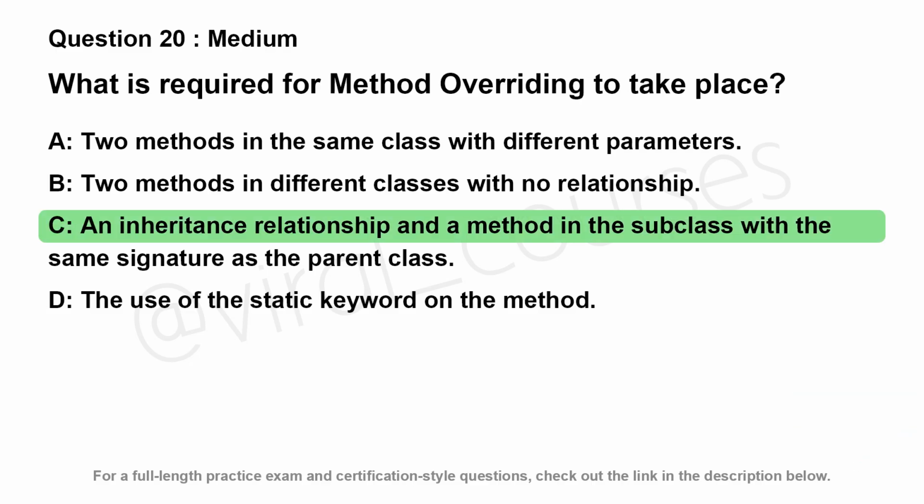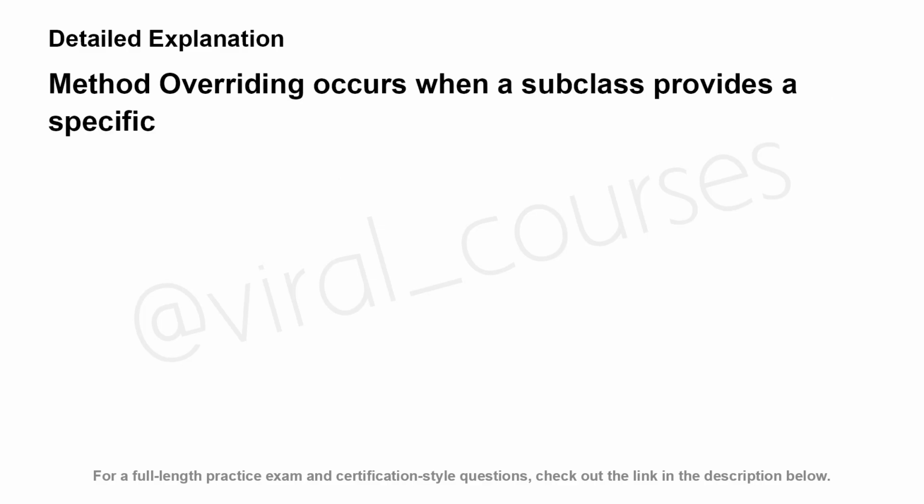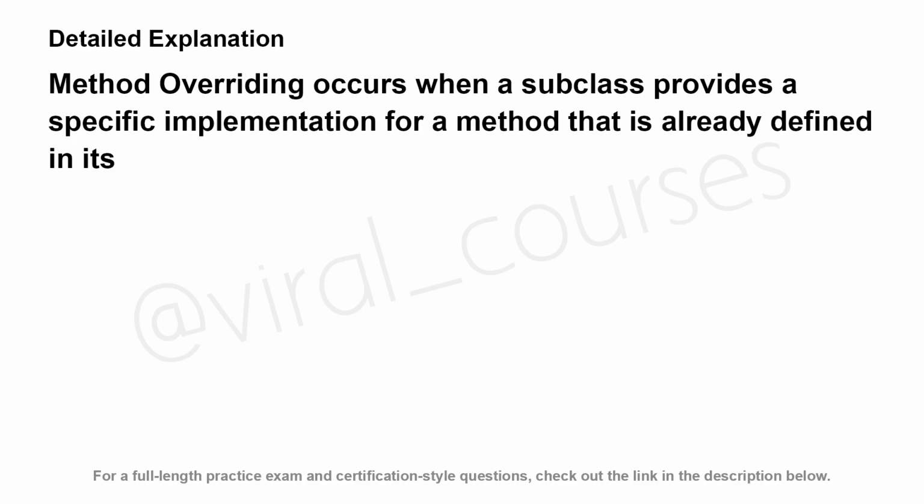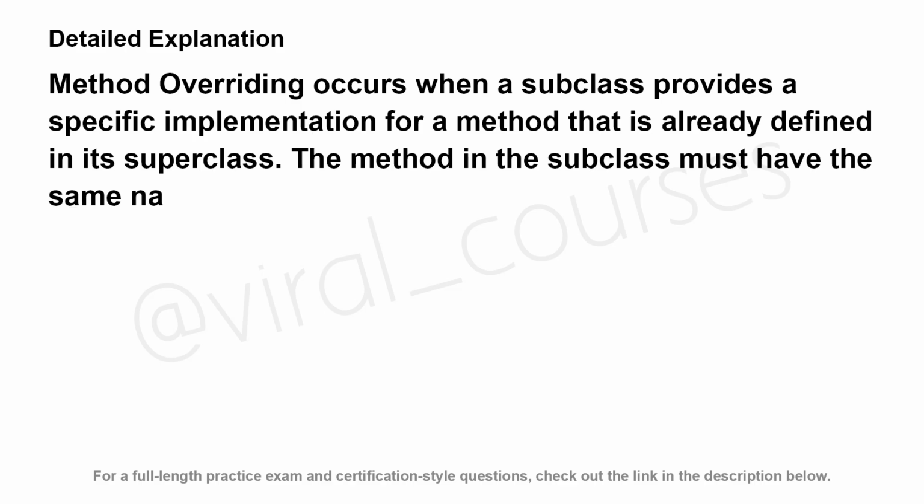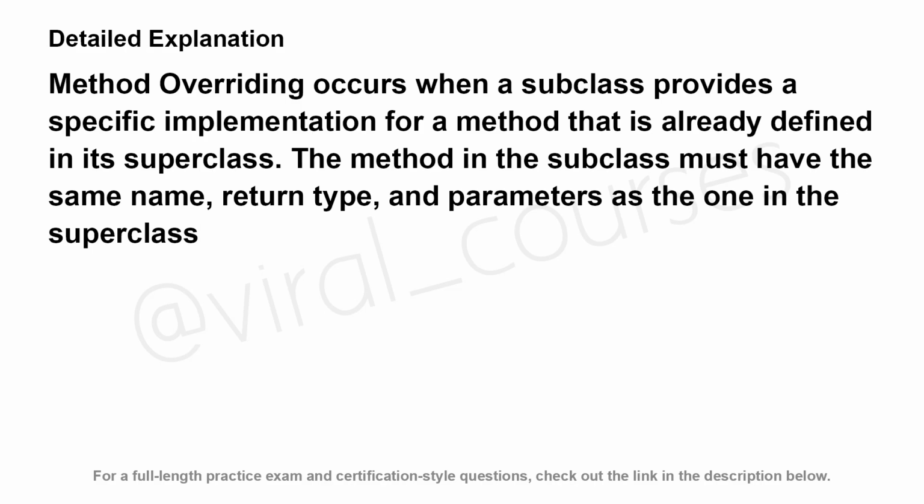The correct answer is C. Method overriding occurs when a subclass provides a specific implementation for a method that is already defined in its superclass. The method in the subclass must have the same name, return type, and parameters as the one in the superclass.